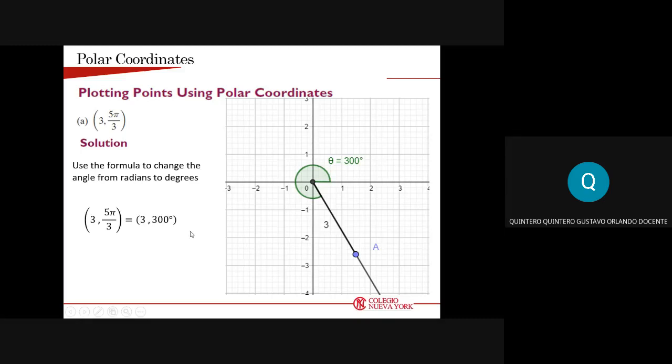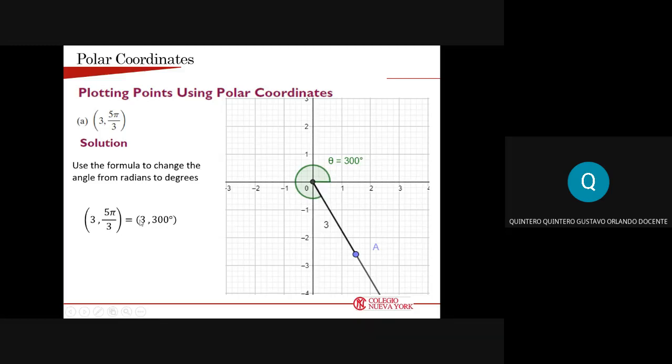But in this case, these are polar coordinates. Begin by plotting the degrees first. So take out a protractor and measure 300 degrees. Beautiful. So this is the direction here.